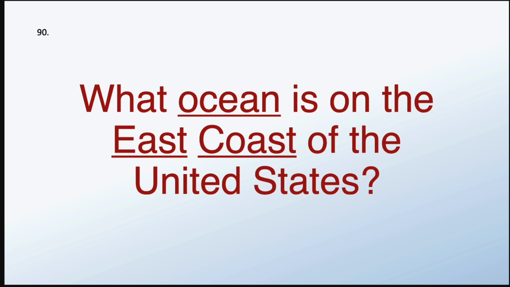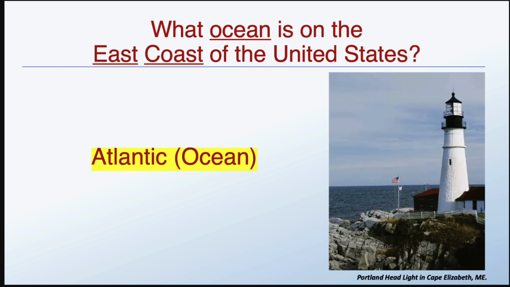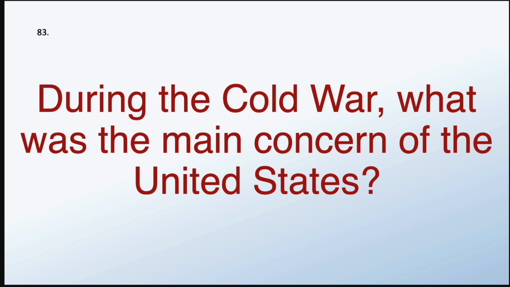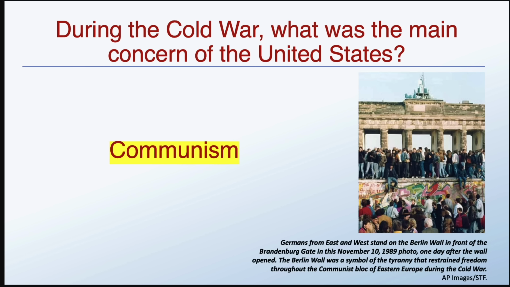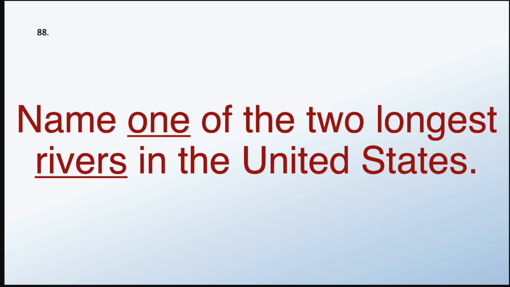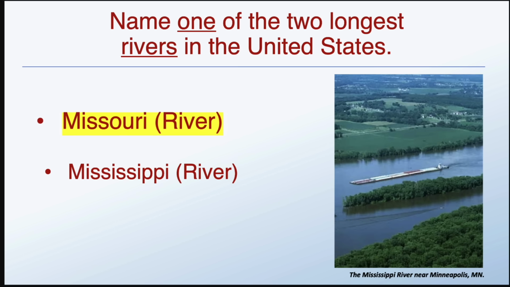What ocean is on the east coast of the United States? The Atlantic Ocean. During the Cold War, what was the main concern of the United States? Communism. Name one of the two longest rivers in the United States. Missouri.